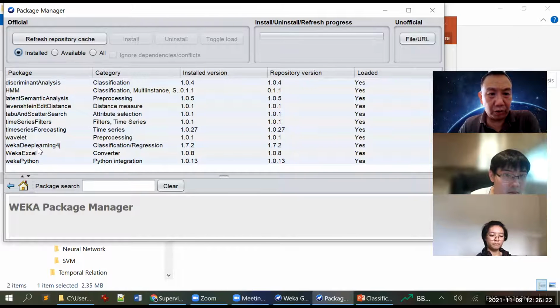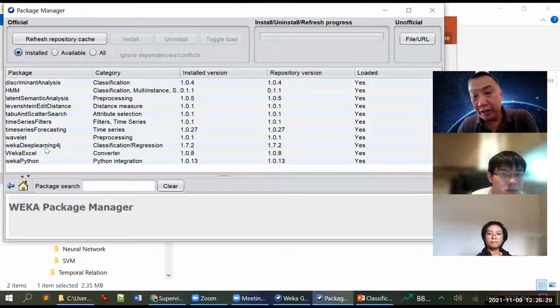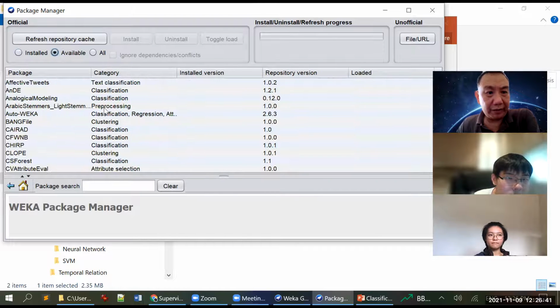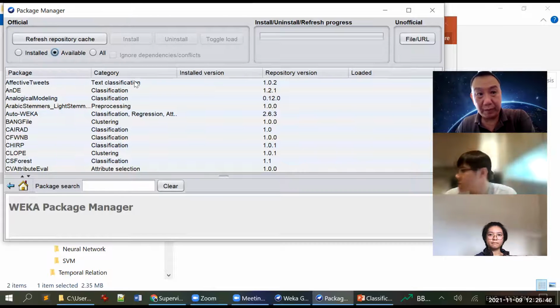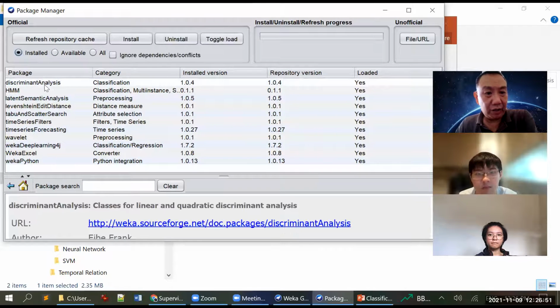You can also use deep learning in WEKA if you want, but you need to have a GPU, a special hardware called graphical processing unit. So you can add any other package here that you can actually use inside WEKA. For discriminant analysis, you need a discriminant analysis package. You need to install this.